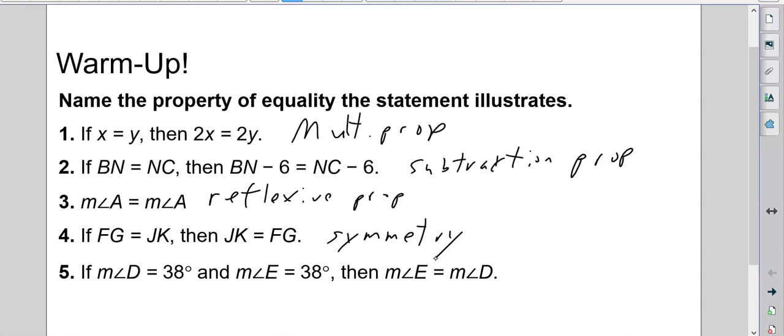If D is 38 and E is 38, then E is equal to D. That's transitive.